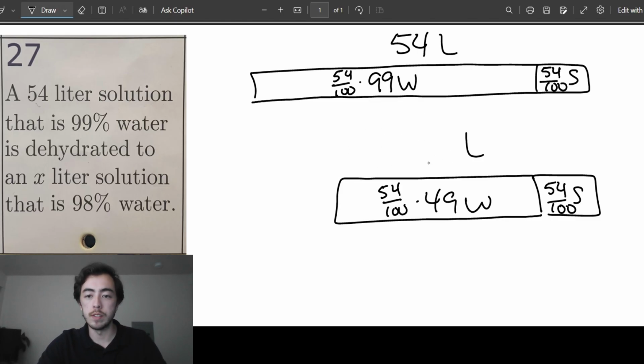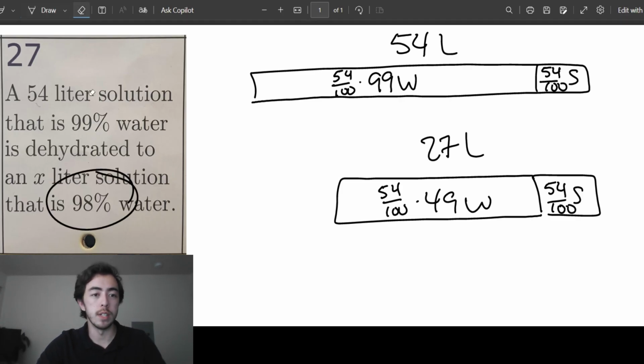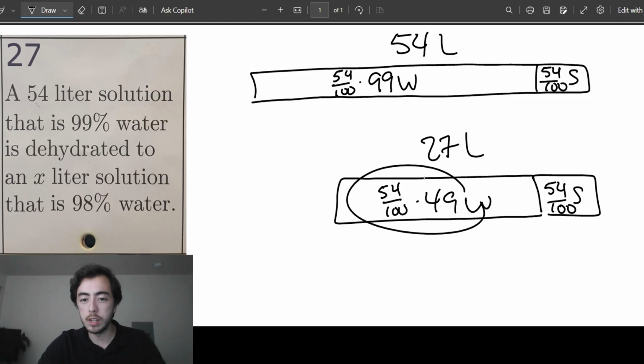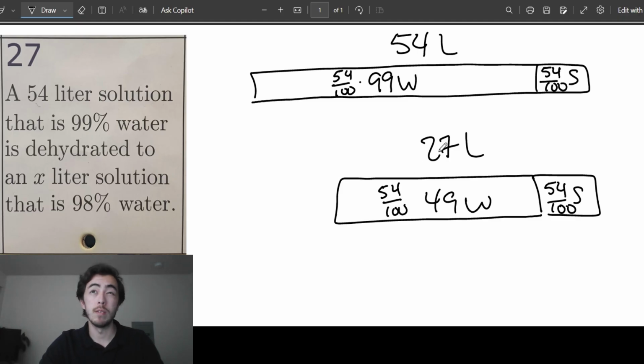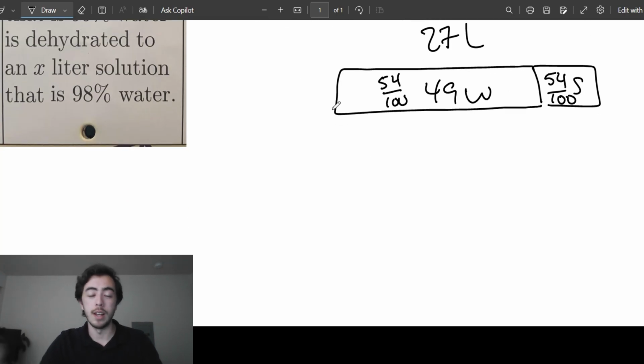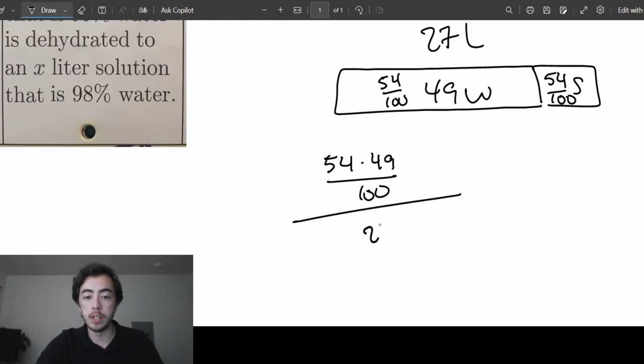And I just want to make sure that this is going to work out and we still get this 98% in the end. Here, this fraction is a little bit harder for me to reduce at all, so I guess I won't. And I still want to see that the amount of water that we have divided by the amount total that we have is equal to 98%. So if that works out and we get 98% there, then I know that that 27 is correct. So the amount of just water we have is 54 times 49 over 100. I want to divide this all by 27, and I'm really hoping that this is the same as 98% or 98 over 100.